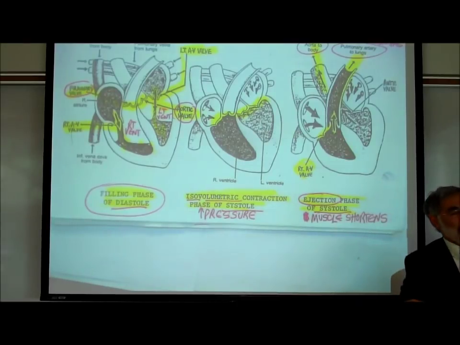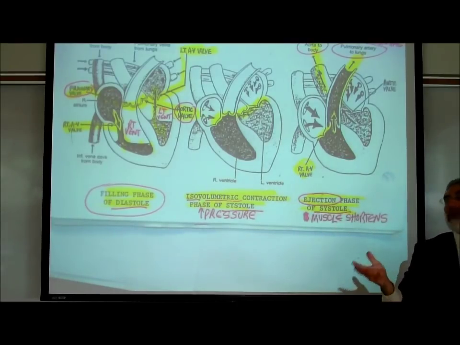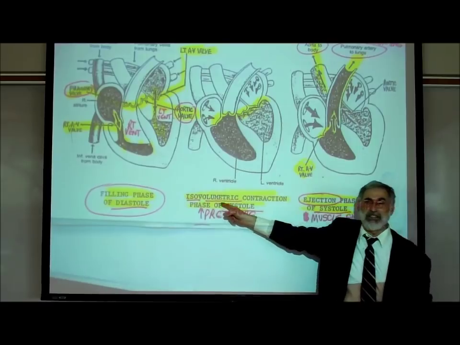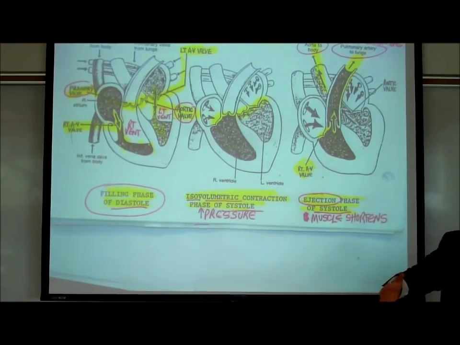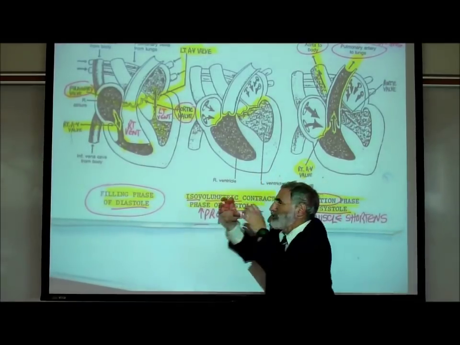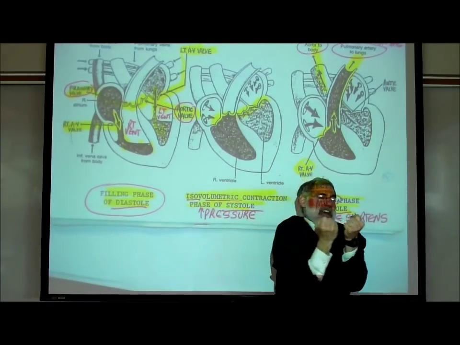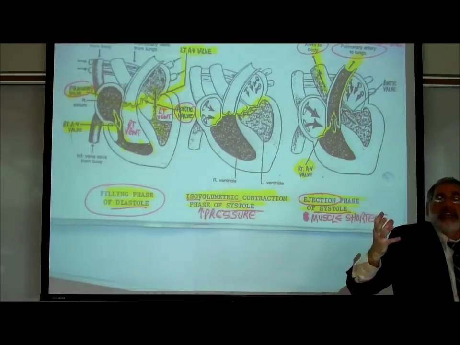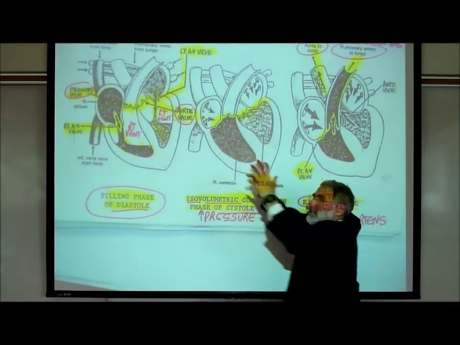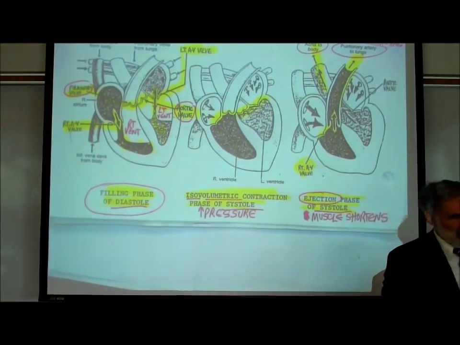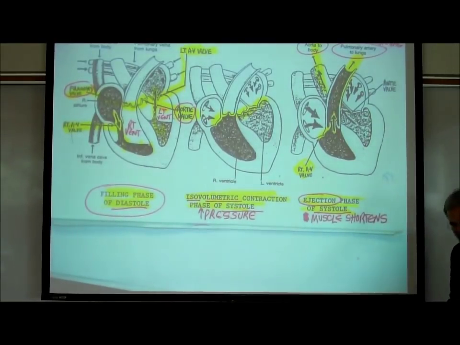So, if there's no blood going in and there's no blood going out, clearly the volume is staying constant. That's why it's called isovolumetric. Same volume. But the walls of the ventricles are contracting. And as they contract, there's an increasing pressure as the walls are compressing in on this volume of blood inside each ventricle. The pressure is rising.